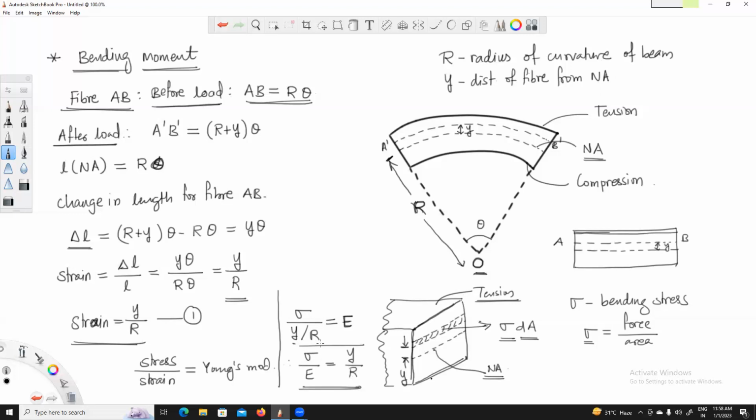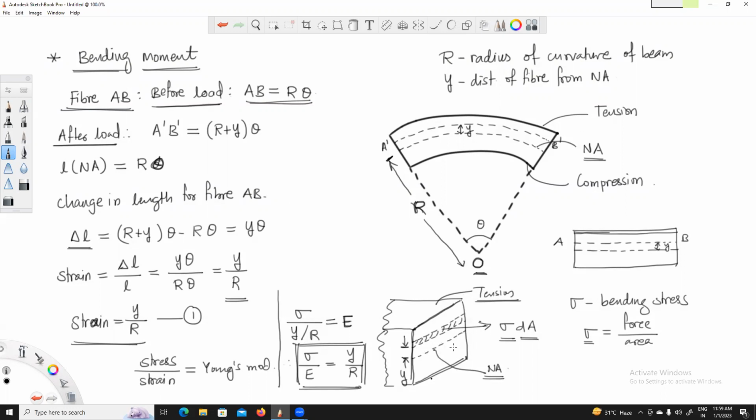Now we have got one more relation. Look at these terms. This is stress. This is Young's modulus. y is the distance of the fiber from the neutral axis, and r is the radius of curvature of the beam. Okay, all right. Till this point, we have not introduced any kind of bending moment so far. From here onwards, we'll introduce the bending moment.